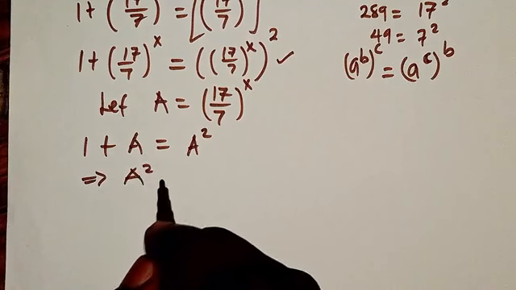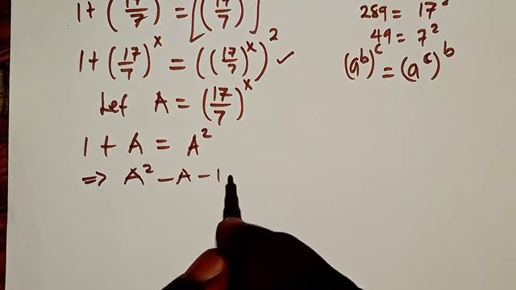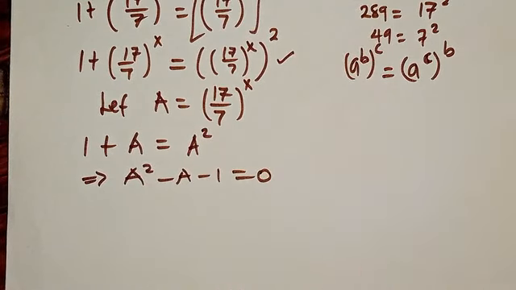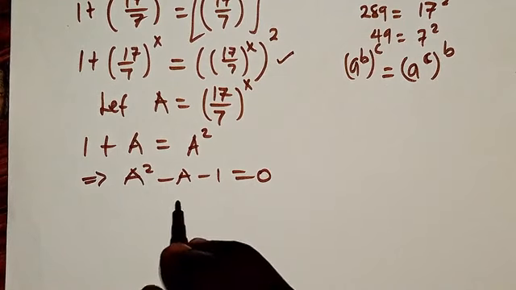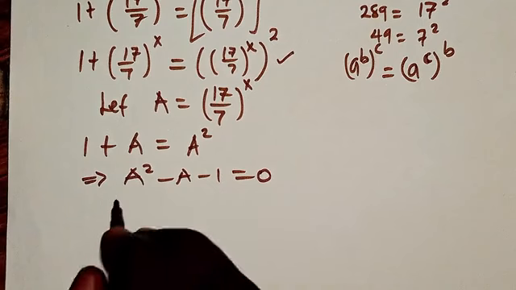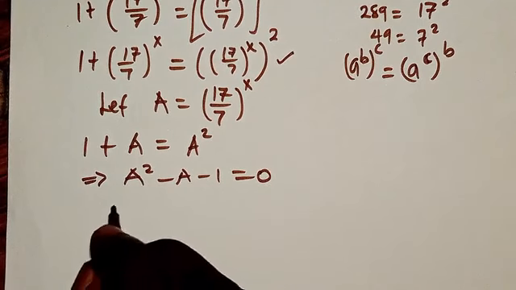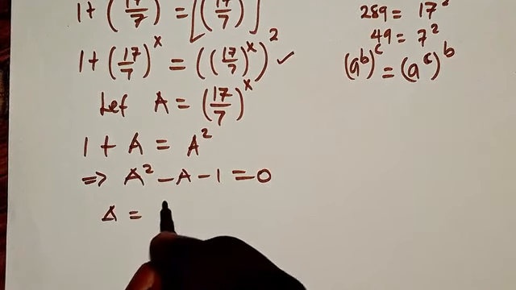Taking all of this to this side, we have a minus 1 equals 0. So now this has become a quadratic equation in terms of a. From there, we move on by using the quadratic formula. But let us try to look at what the discriminant will be.